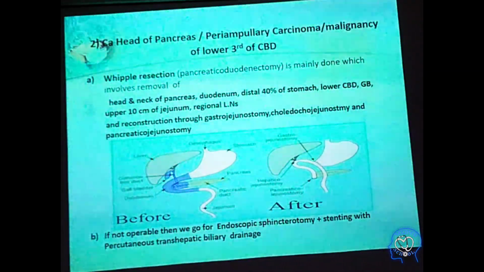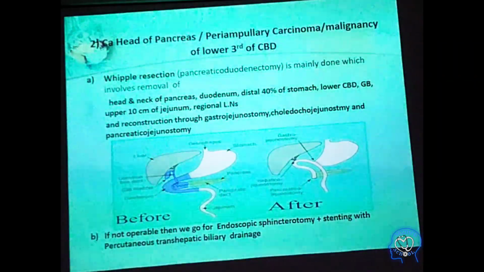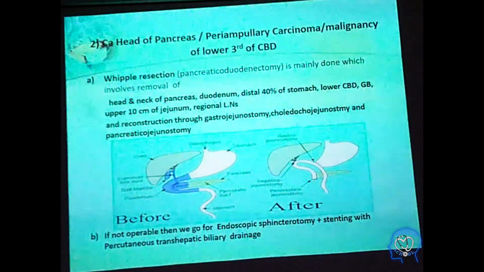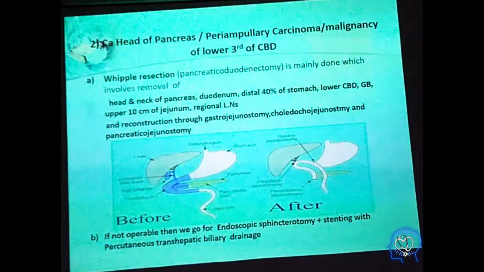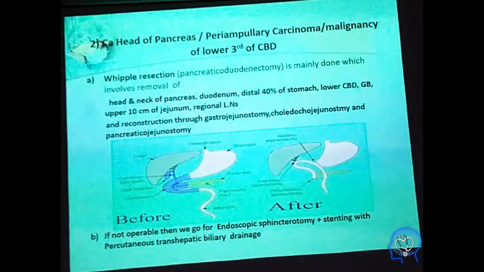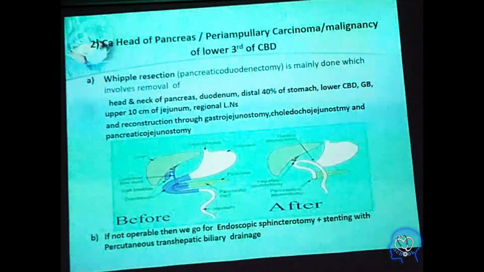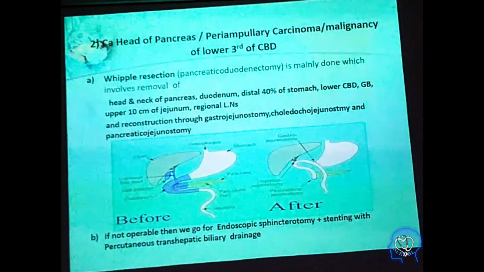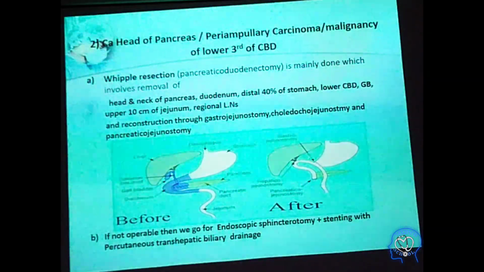And we have to reconstruct with gastrojejunostomy. This is one anastomosis. Choledochojejunostomy, this is the second anastomosis, and pancreatojejunostomy, that is the third anastomosis. So we have to resect all these segments which are shown in blue over there, and then do the three anastomoses, and then our procedure is completed.